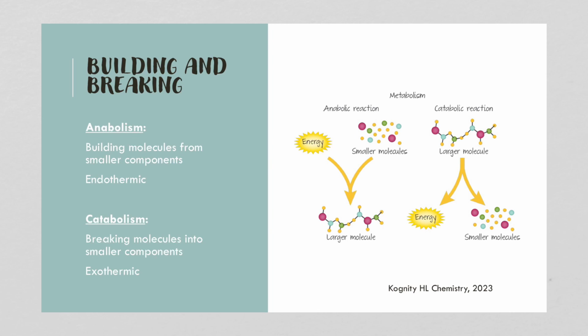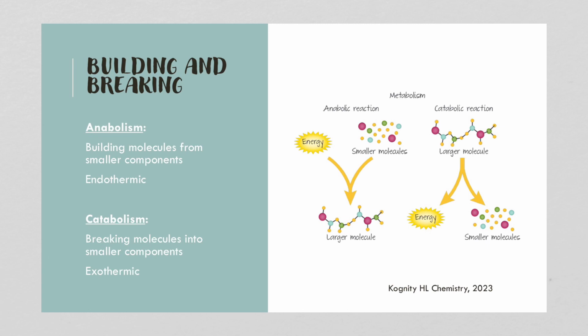Again, remember, metabolic pathways are composed of anabolic reactions and catabolic reactions. Anabolism is building molecules from smaller components. That would be the example on the left. You have a bunch of smaller molecules, and you have to put energy in to combine them together to make a larger molecule. So anabolic reactions are endothermic because you have to input energy. And then catabolic reactions are when we're breaking larger molecules down into smaller subunits or components, and that is an exothermic reaction.